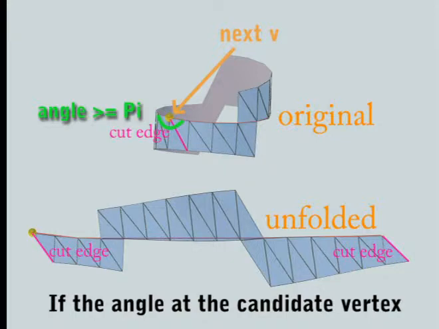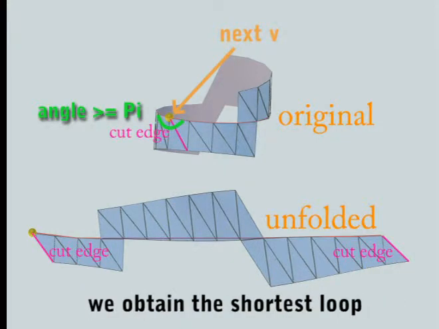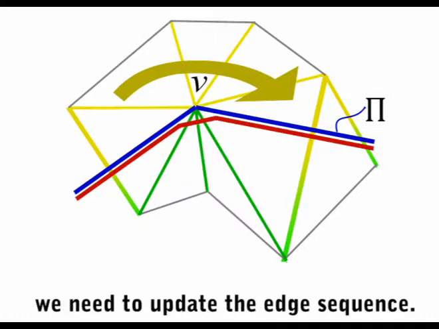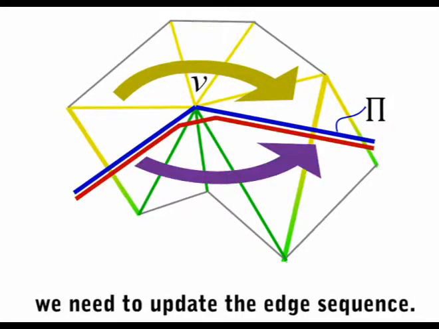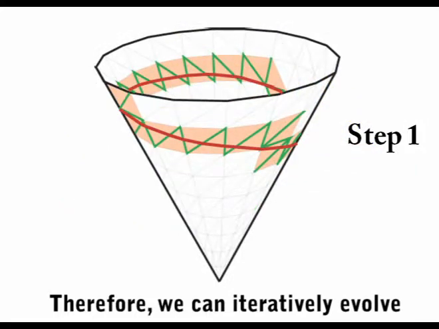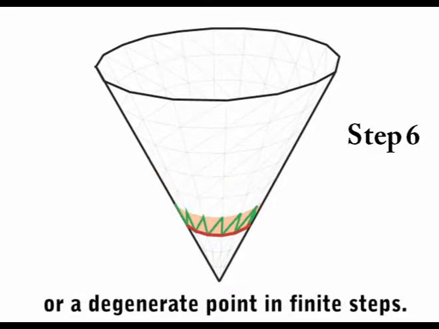If the angle at the candidate vertex is larger than or equal to pi, we obtain the shortest loop on the edge sequence. If the resultant loop is not locally shortest at some vertex on the mesh, we need to update the edge sequence. Therefore, we can iteratively evolve the initial loop into an exact geodesic loop, or a degenerate point in finite steps.